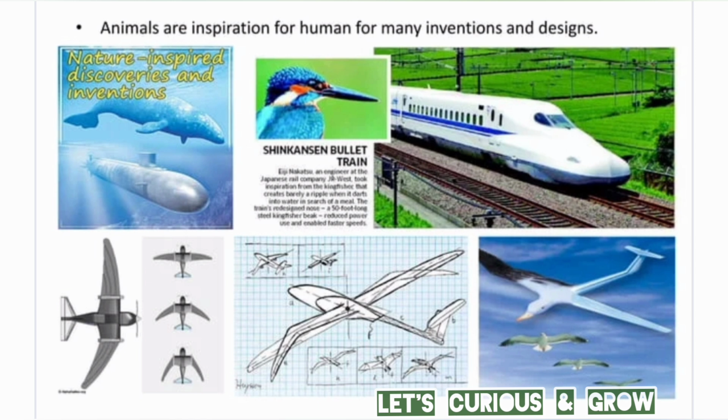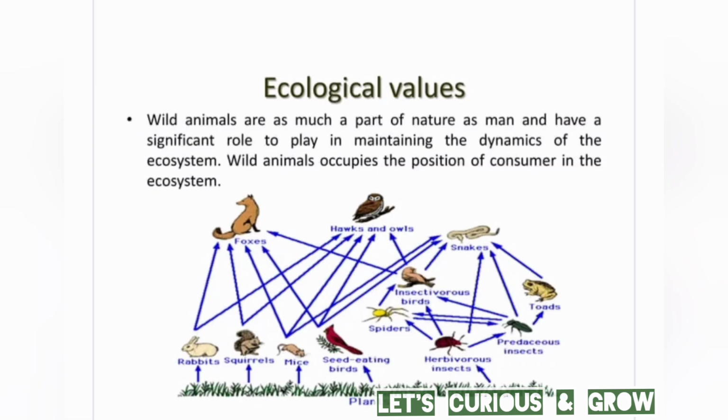So animals are an inspiration for humans for many inventions and designs. For example, from the blue whale, which lives inside the sea, we developed the submarine. Streamlined birds, which fly freely in the sky, gave us the invention and design of aeroplanes, and there are certain more examples, like swift birds.